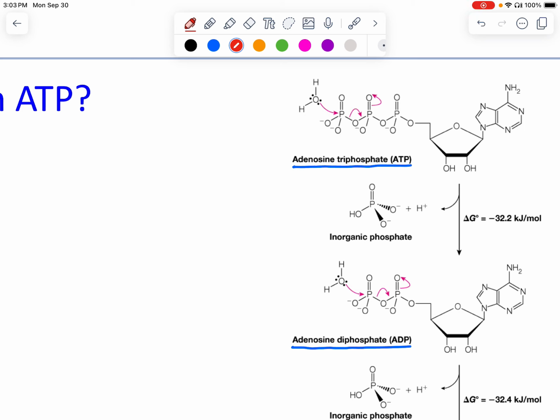Just looking at the first step, we have ATP. We have water coming in to hydrolyze the phosphate. So we see right here, this oxygen attacks that phosphate. That breaks this bond right here and gives away our phosphate. So we get that inorganic phosphate. And if we calculate the standard Gibbs free energy for this reaction, that's a lot. Negative 32 kilojoules per mole is quite a bit of energy. And our question should be, well, why? Why is there a high release of energy?